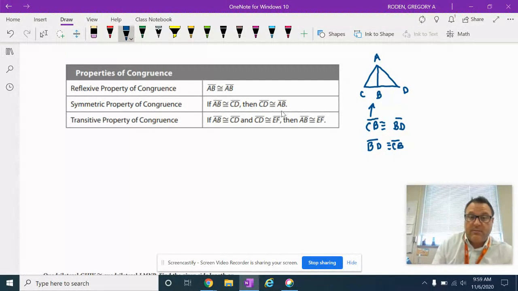And then we have the transitive property. If AB is congruent to CD and CD is congruent to EF, then we can skip the middleman and just say that AB is congruent to EF. Same stuff that we've been doing in algebra, except we're using congruence here and not equality.